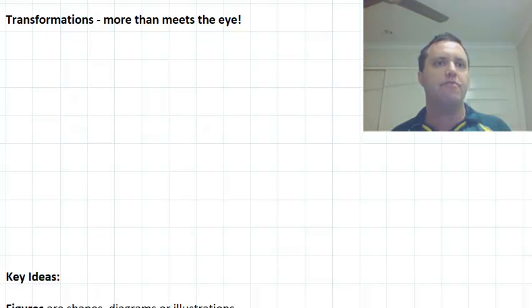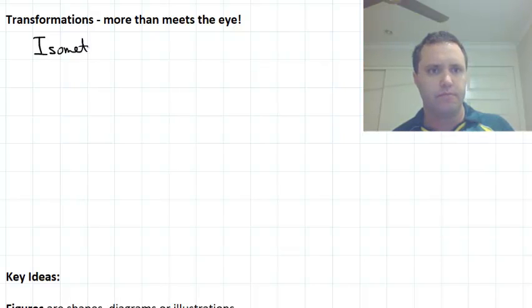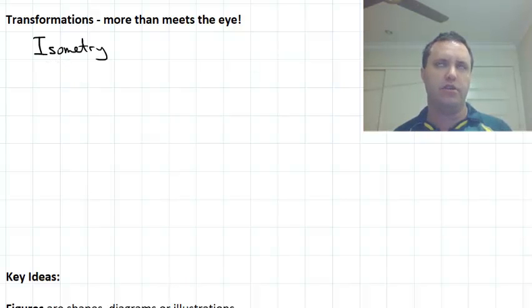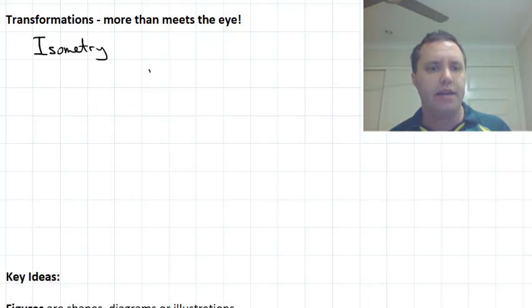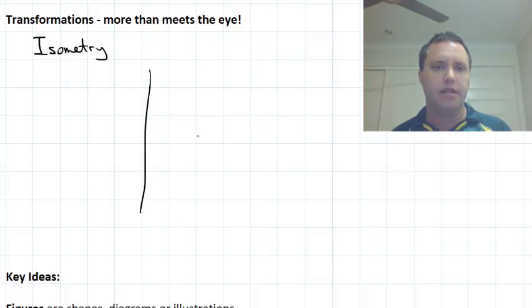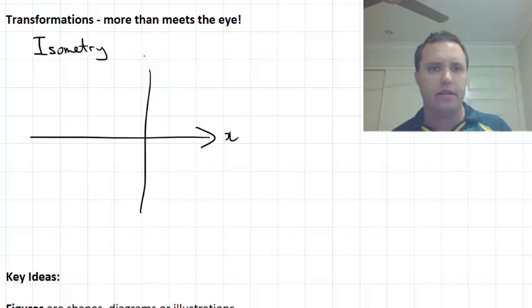All right, transformations, more than meets the eye. When we're talking about transformations, there are three main ones that we're going to be concerning ourselves with, and they are a type of transformation called an isometry. Iso, you might remember from isosceles triangles, means same sides, but for isometry it means the same measurement. So if we had a Cartesian plane, here's our xy, and we had drawn a triangle here.